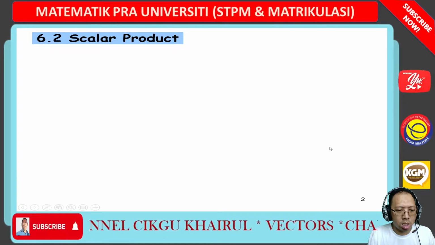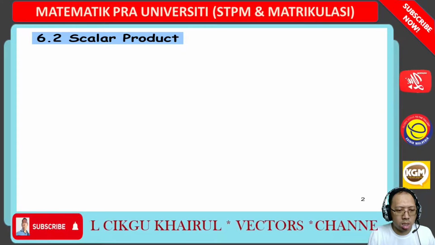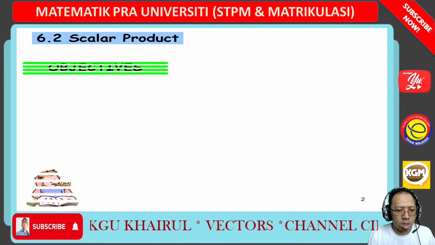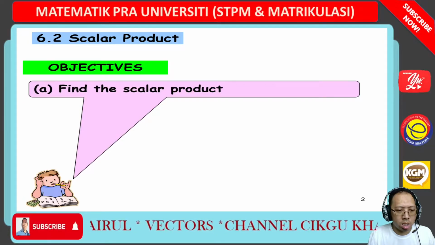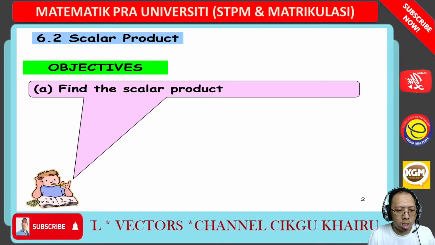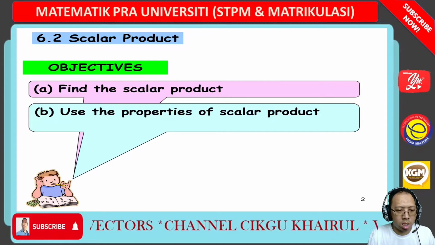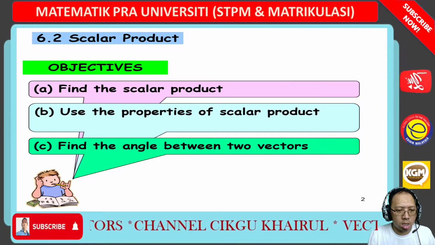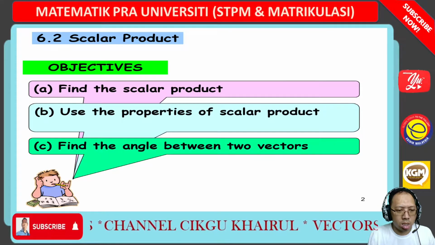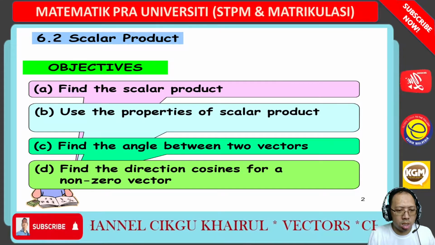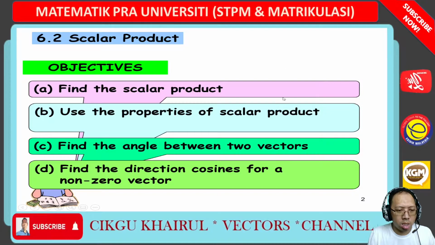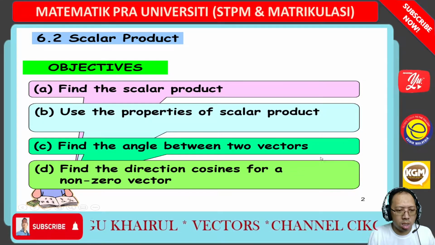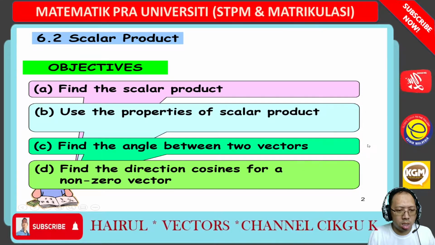So apa yang kita akan hasilkan daripada objektif untuk mempelajari scalar product ini. So the objective, the first one, find the scalar product, use the properties of scalar product, find the angle between two vectors, and find the direction cosine for a non-zero vector. So we have four objectives, but we will split into two videos.